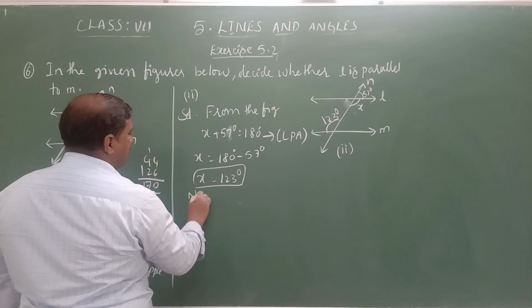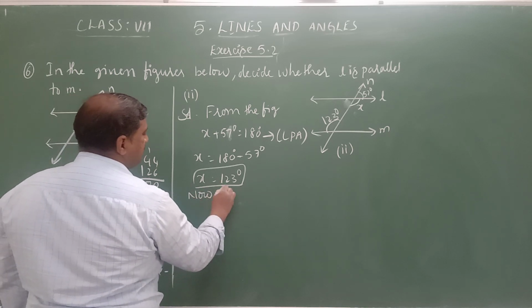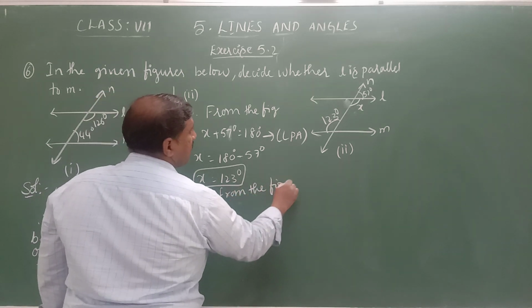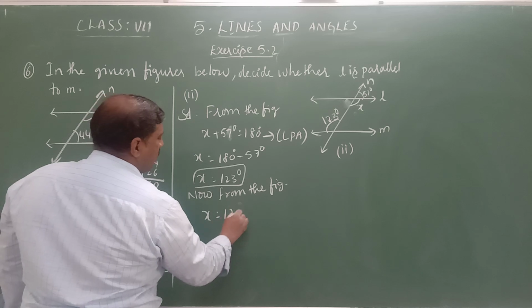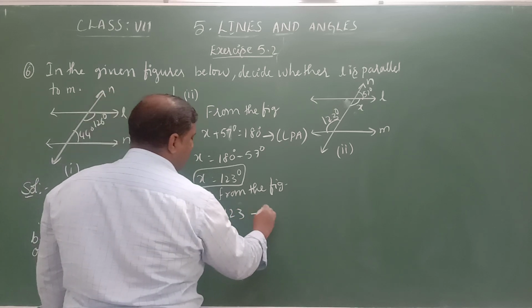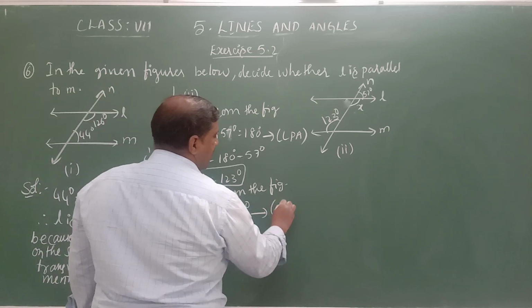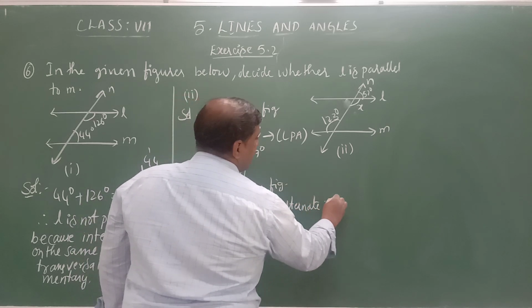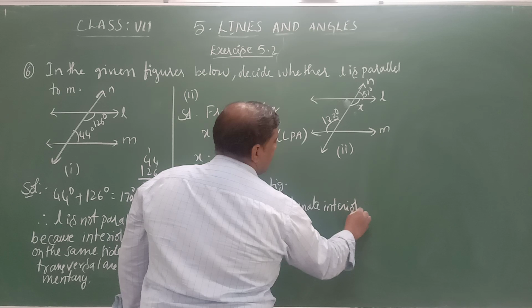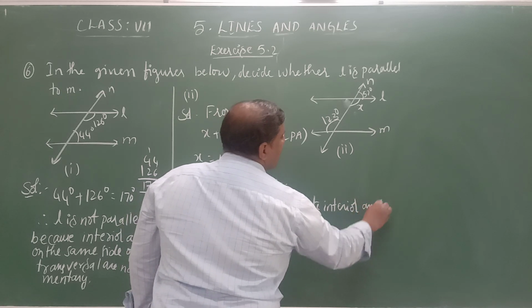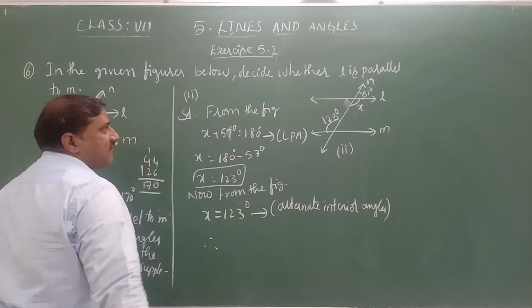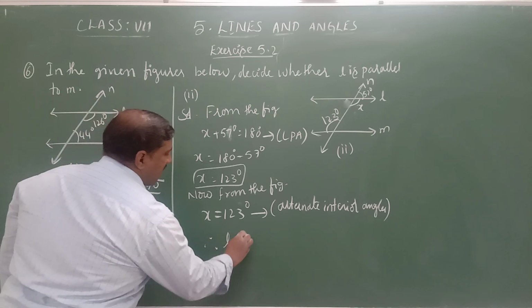Now from the figure, X is equal to 123. Both are 123 degrees. They are alternate interior angles, and they are equal. Therefore, L is parallel to M.